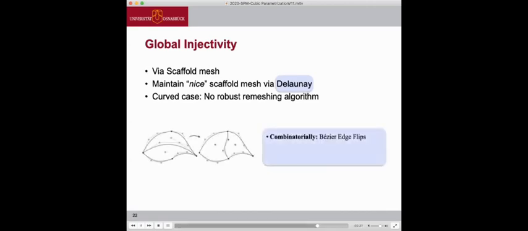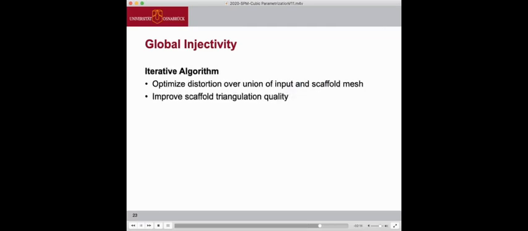We update it combinatorially via Bezier edge flips, as well as geometrically, aiming for equilateral elements using a scale invariant conformal distortion objective. In short, for global injectivity, we iteratively optimize for the whole mesh, followed by improving the scaffold mesh quality.